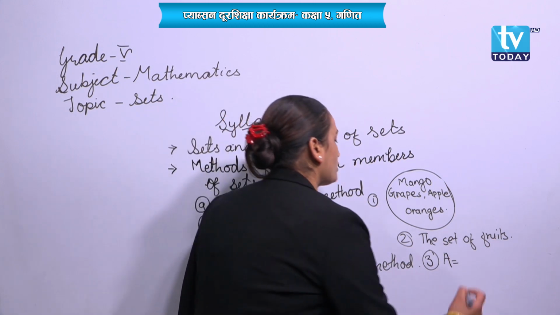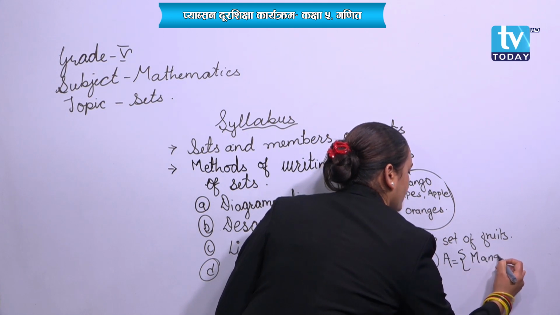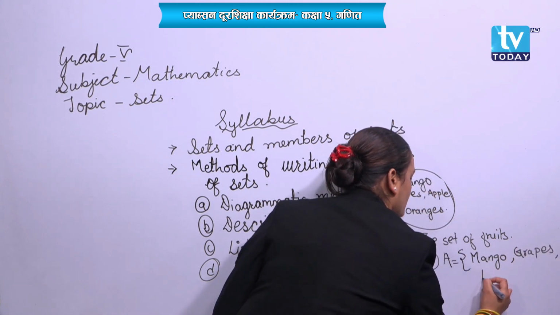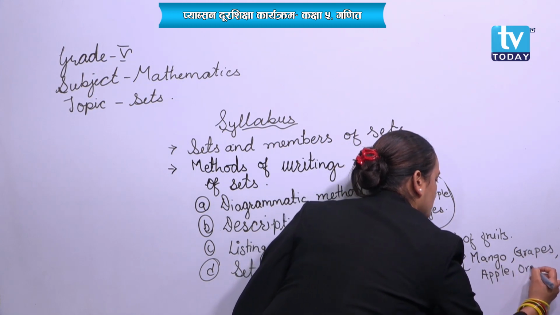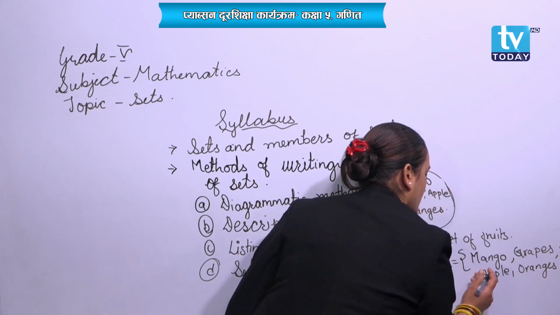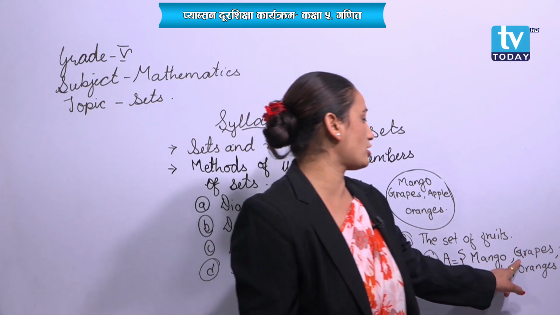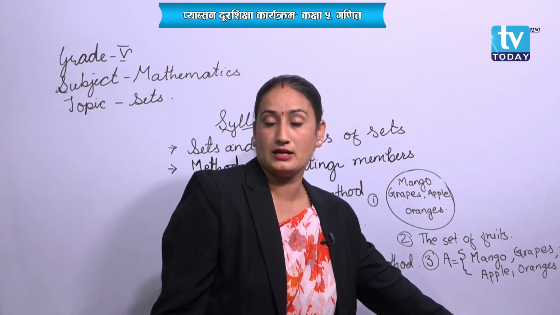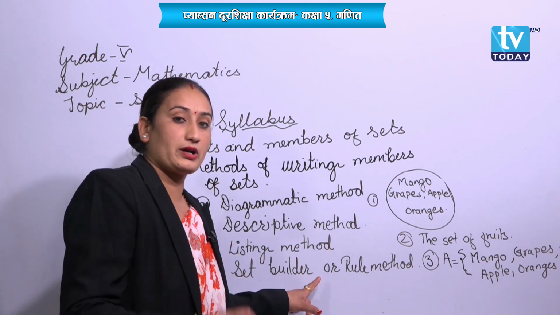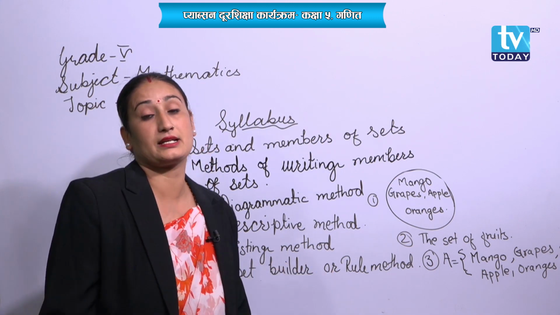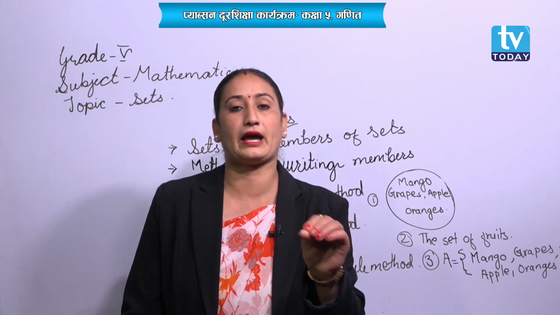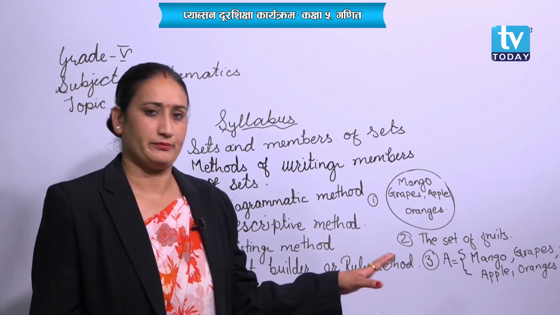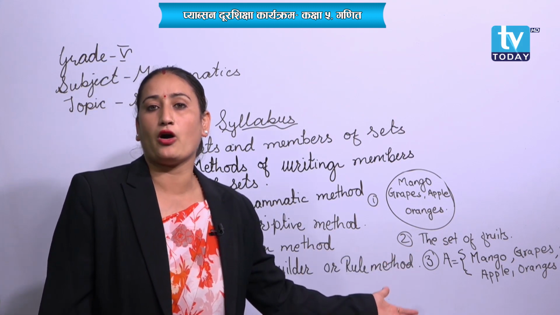Set A is equal to mango, comma, grapes, comma, apple, comma, oranges. So this belongs inside the curly bracket. Inside the curly bracket, I have used a comma also. Have you noticed? Using the curly bracket and comma is compulsory, a common property of the listing method. It's compulsory that you have to use them in the listing method. Done? So I hope you understand it very well, because you have already learned this in grade 4 up to here.